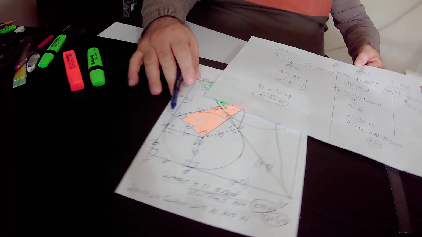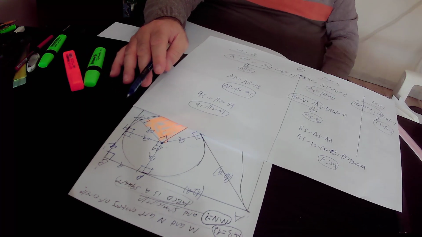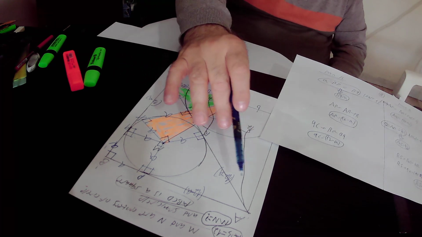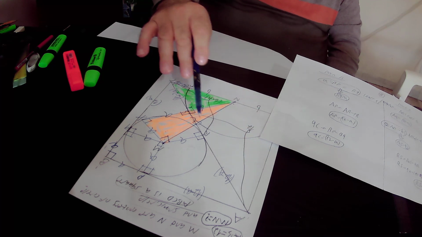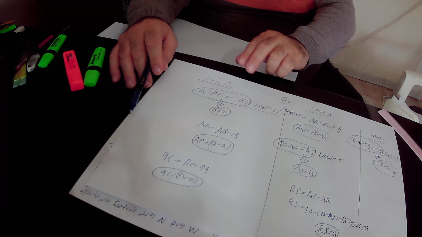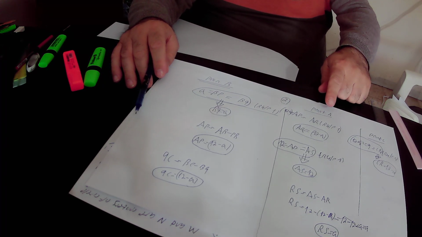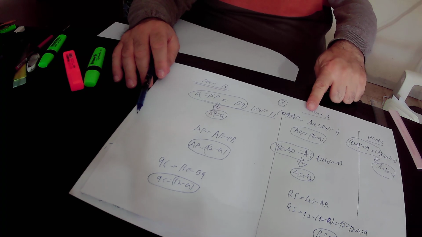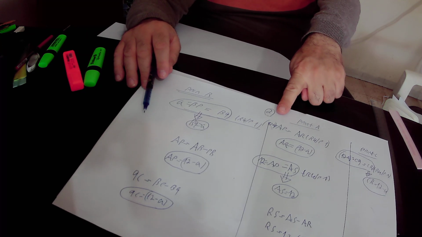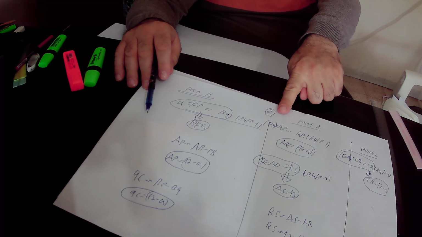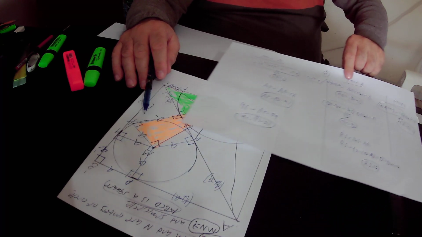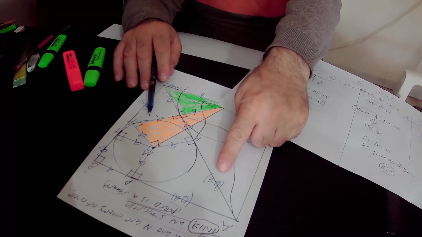Then we focused on point A, the external point A. From the external point A, we have two tangents to this circle. The first tangent is tangent AP. The second tangent is tangent AR. And according to rule number 1, they must be equal to each other. That is to say, AP equals AR. But we have already found out that AP equals 12 minus A. From this equation, we conclude that AR also equals 12 minus A.